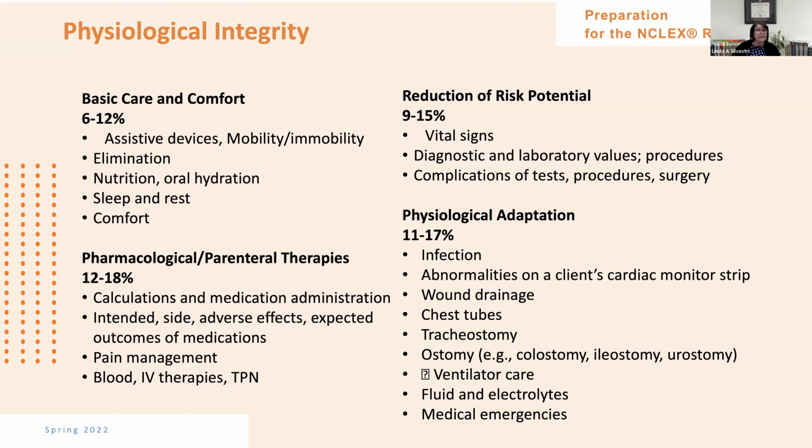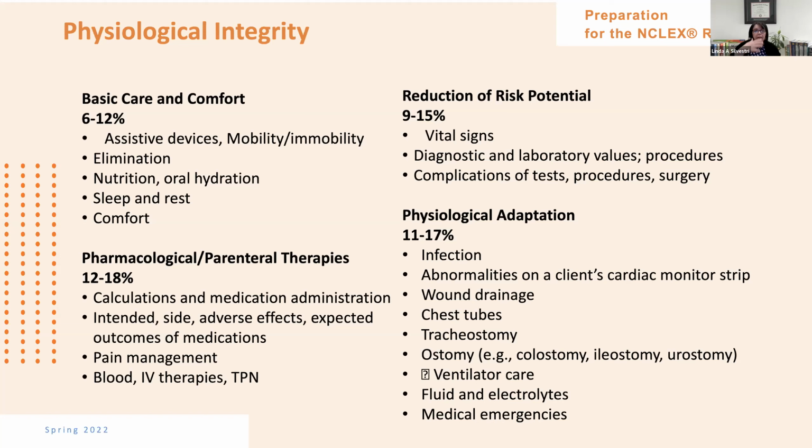Assistive devices, elimination, your nutrition, sleep and rest, and comfort. And then your pharmacology and parenteral therapies. You can see the calculations and pain management. Be sure, and we've reviewed this with you, blood transfusions and IV therapies and your TPN. And that is all in, I believe, chapter 70 of your book, chapter 69, I'm sorry, of your book. So you want to make sure you go through those content areas also.